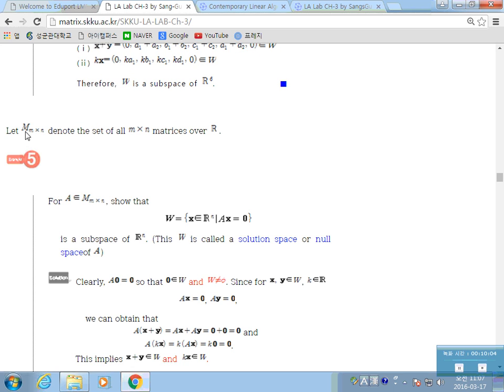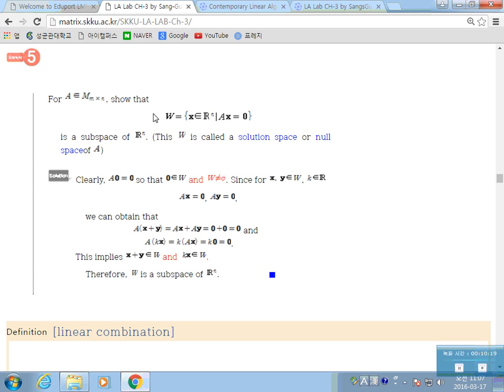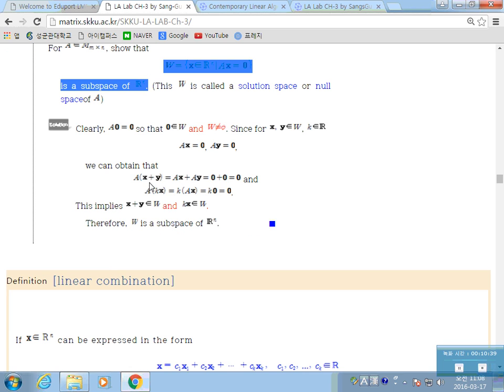And let M_{m×n} denote the set of all m by n matrices over R, whose entries are real. Then for A in this set, we define W as the set of vectors x in Rn such that Ax is equal to 0. Then this W is a subspace of Rn. How can we show that? Choose arbitrary two vectors in W and check the vector addition is in W and scalar multiplication is in W.